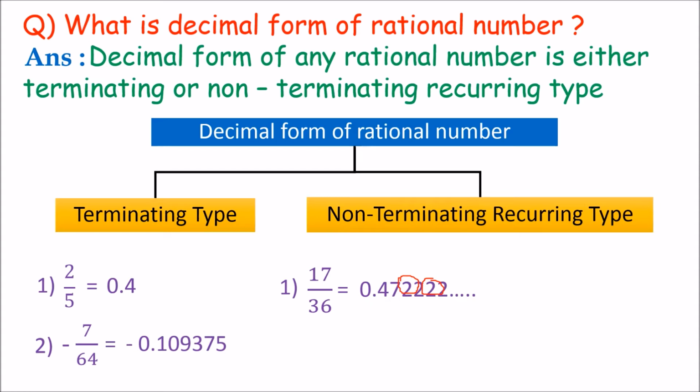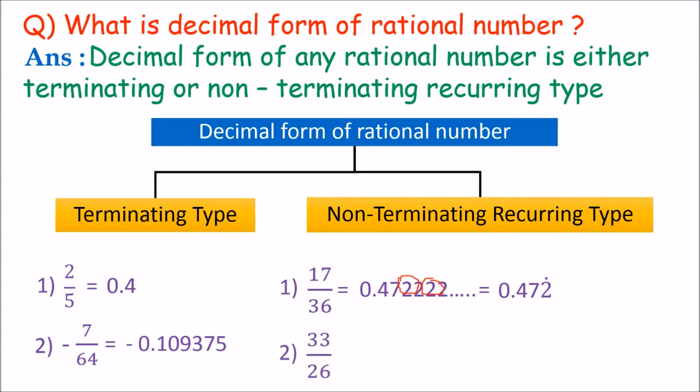So 0.47222 can also be written as 0.47 with a dot over the 2. You can see at the top of 2 there is a dot. The dot shows that 2 is the digit which repeats again and again in the decimal form. So this kind of decimal form is known as non-terminating recurring type.